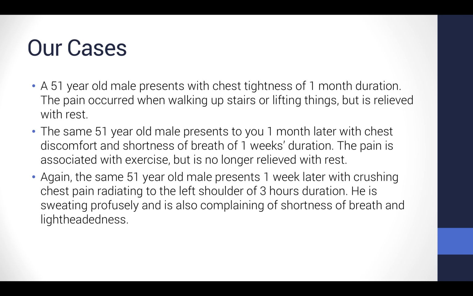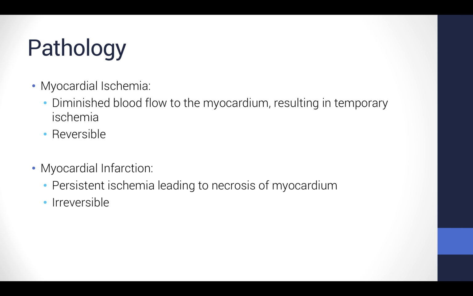Okay? So, just to briefly review the pathology and pathophysiology of this ischemic disease, to recap Steve's lecture, we have two major types of pathology. The first is myocardial ischemia, which is basically just diminished blood flow to the heart muscle, resulting in a temporary ischemia. And this process is entirely reversible. So if we get in there in time and we restore blood flow, we can keep the muscle from dying and we're all good.